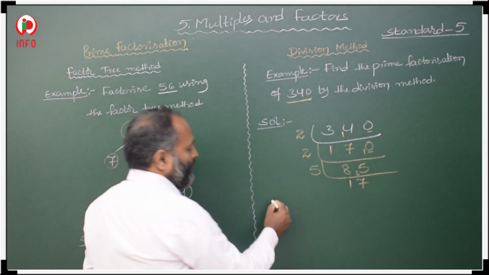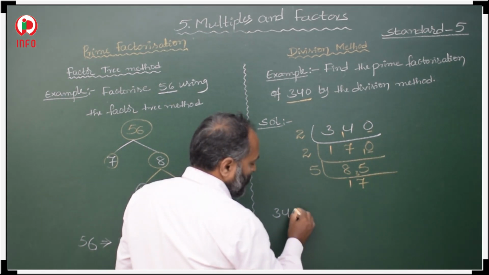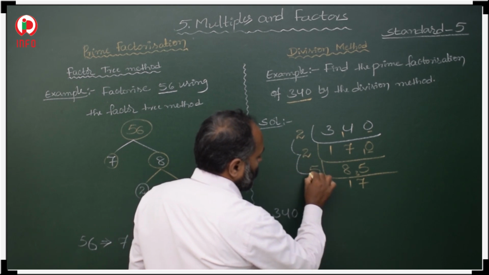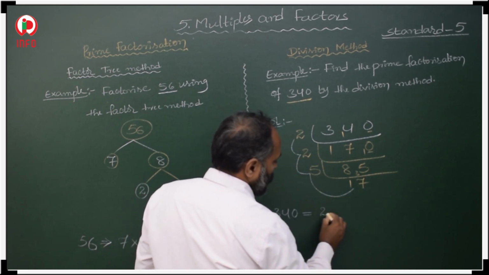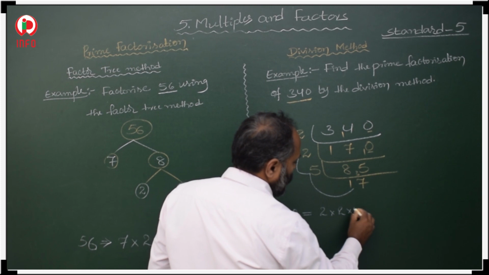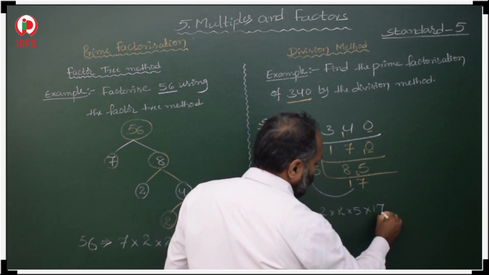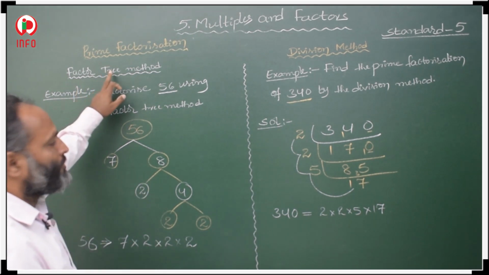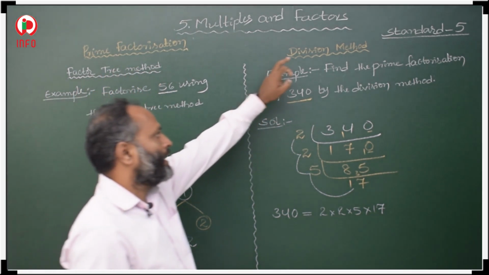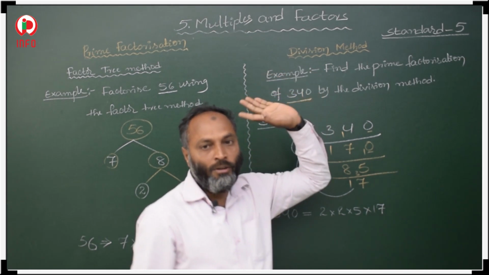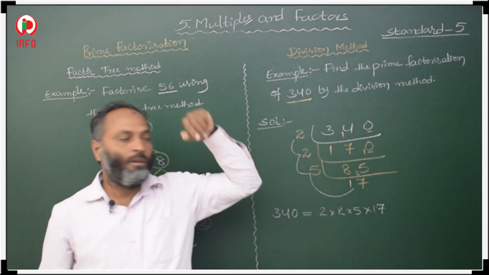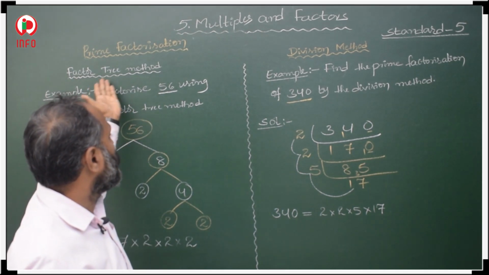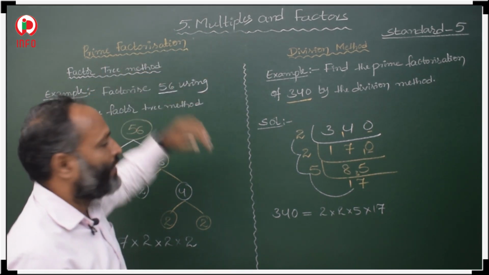Now, 340 as the product of prime factors is 2 into 2 into 5 into 17. So this is the answer. The earlier one was the factor tree method, and this is the division method. Two various methods we are using to do these sums. By using the factor tree method and the division method, we solve prime factorization.